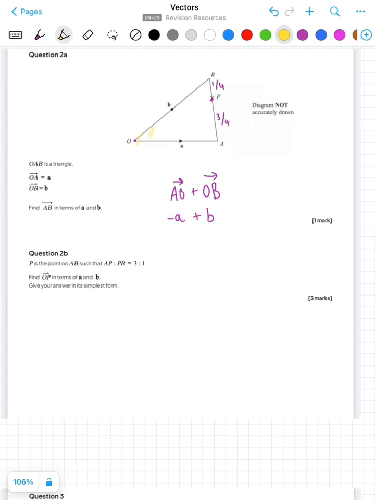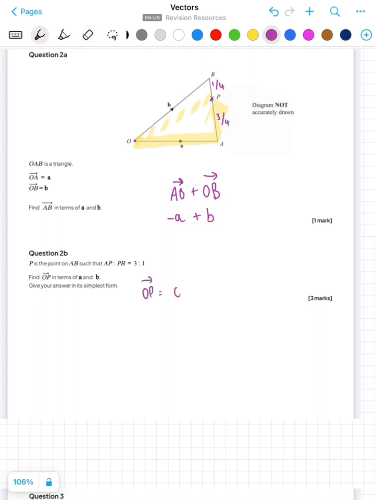So we are finding the vector that goes straight through here, but we do not know going straight through, so we follow an alternative route. Let's go this way. You could also go that way, and you will end up with the same answer. So to find O to P, we are going from O to A, and then A to P. O to A is a. A to P is 3/4 of A to B, which we found in the first part of the question.